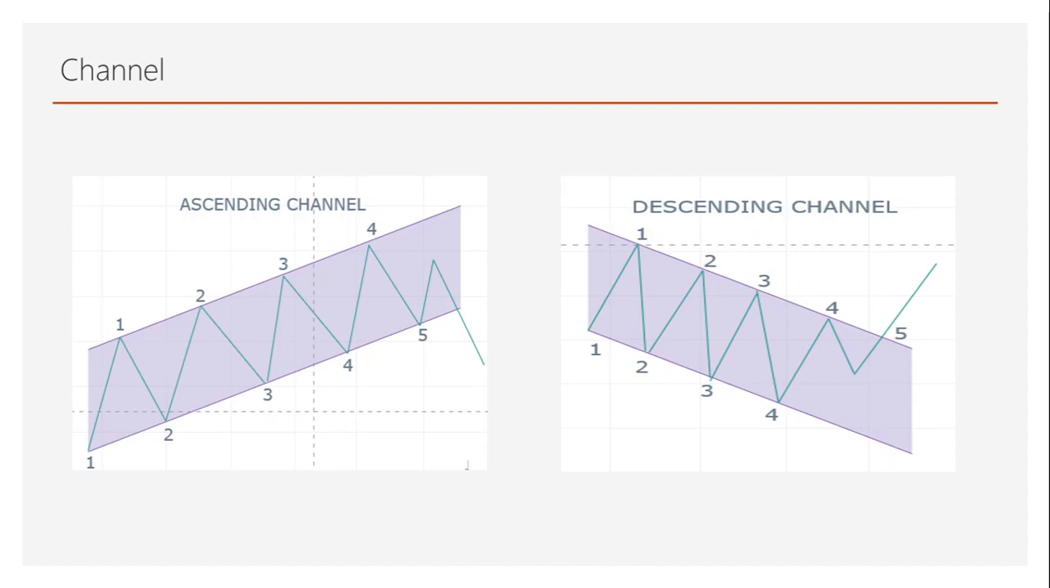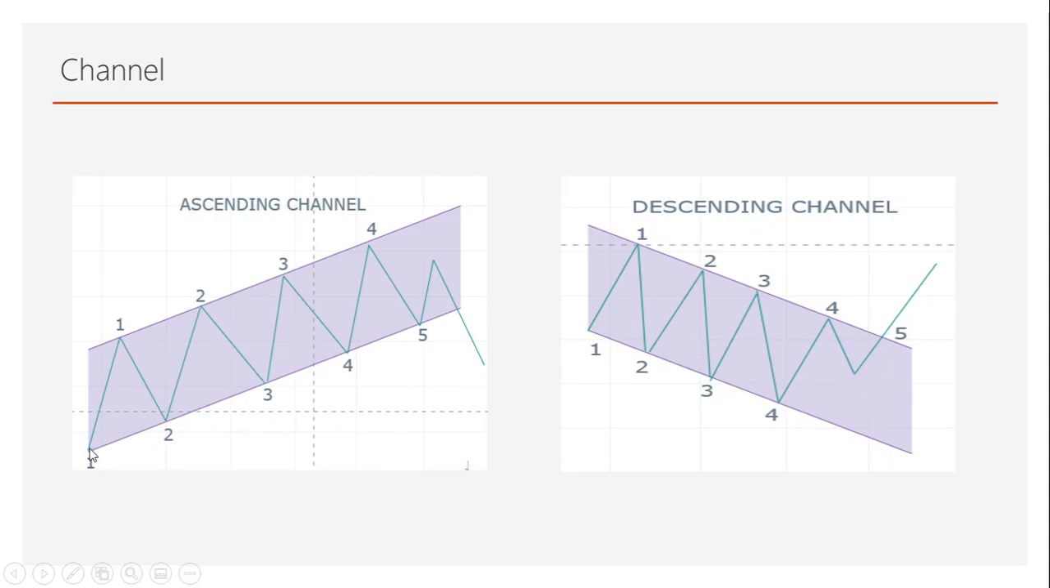There are two kinds of channels. One is the ascending channel, which you see on the left, and the descending channel, which you see on the right. Ascending channel always breaks out in the downside, descending channel always breaks out in the upside.